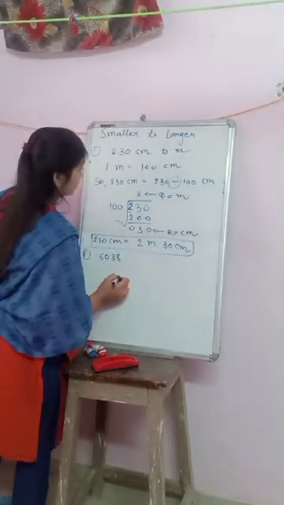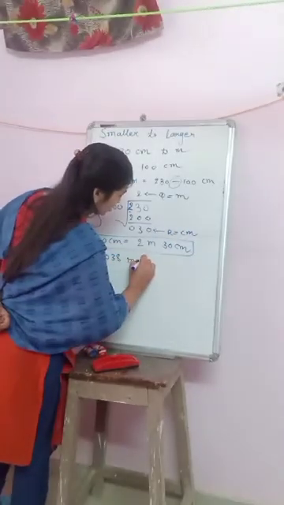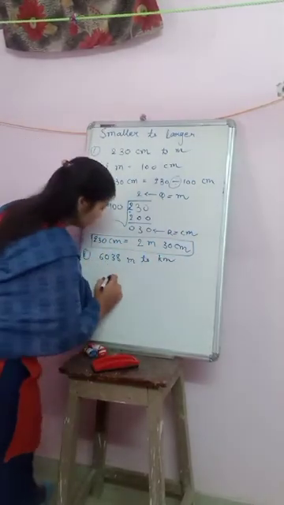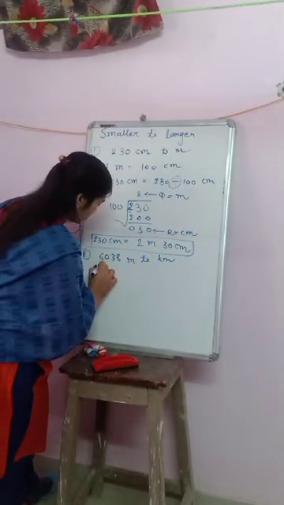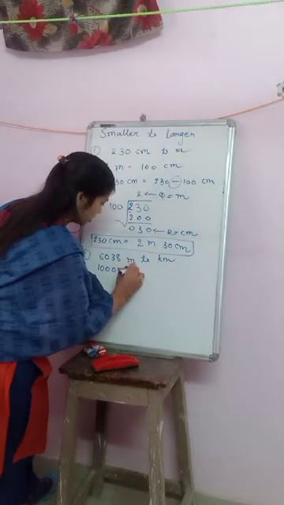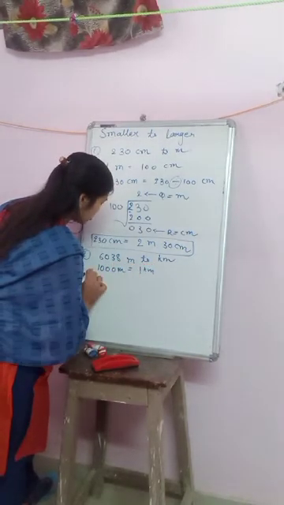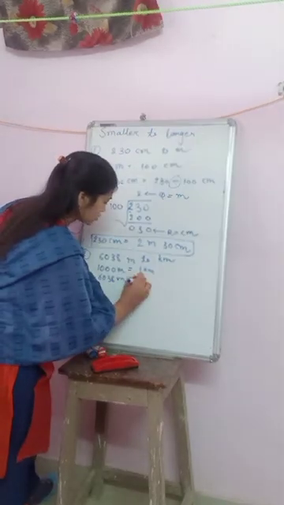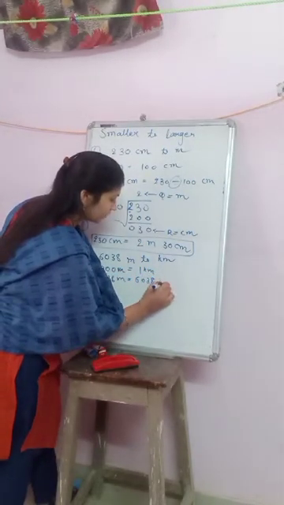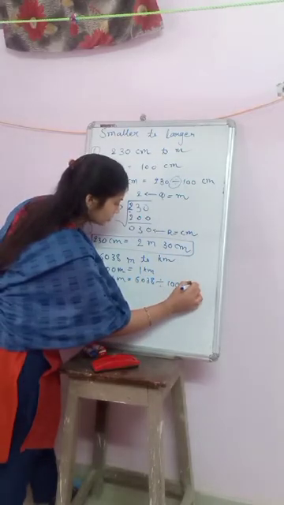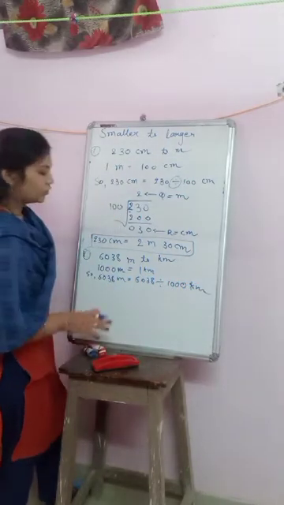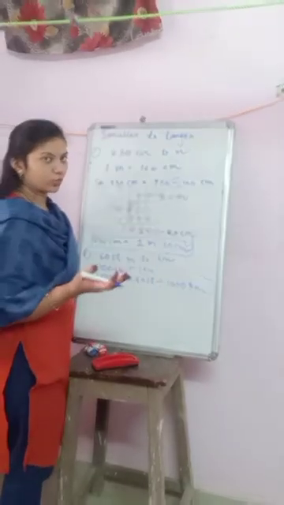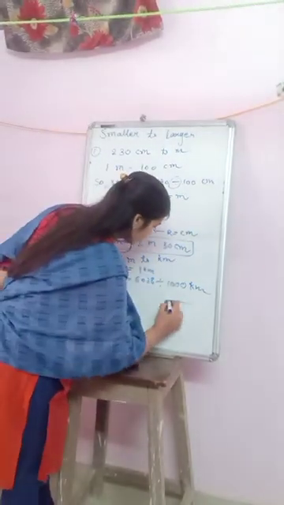Next example, 6038 meter to kilometer. So 1000 meter equals 1 kilometer. So 6038 meter equals 6038 divided by 1000 kilometer. If you want to do the practice, you can use this example in your notebook. That is okay.